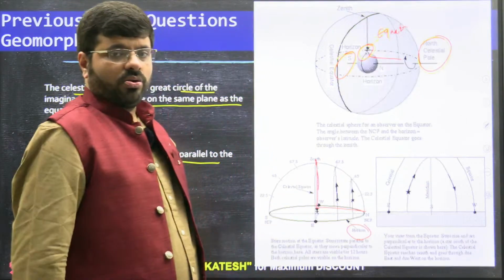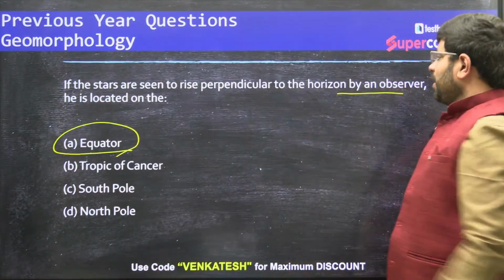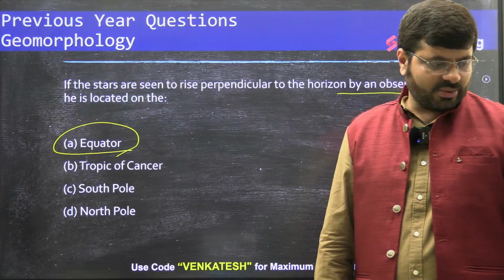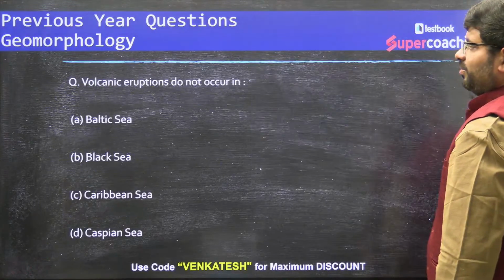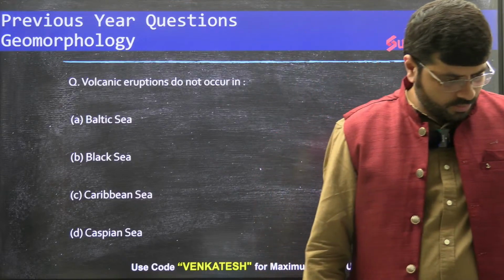So whenever you find a star seen to rise perpendicular to the horizon by an observer, they are located at the equator. That is the key thing. Very unique question. The last question.